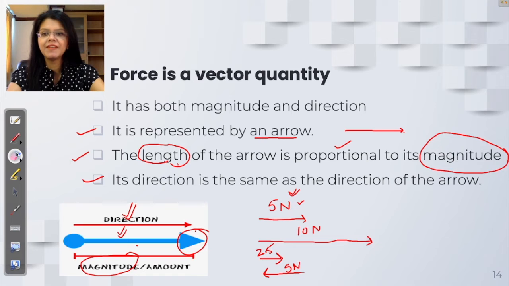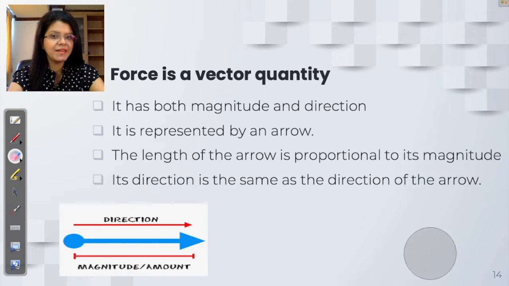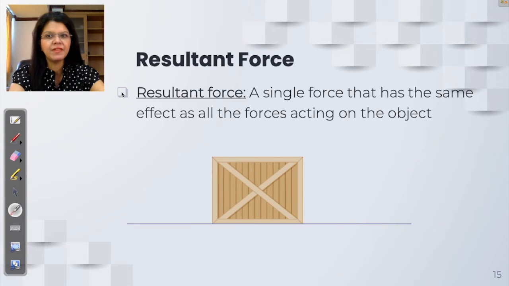Simple thing, one of the most basic things that you should be clear about before you start understanding force. Alright, so let's talk about resultant force. It is a single force that has the same effect as all the forces acting on the object. Say that there are multiple forces acting on this object.